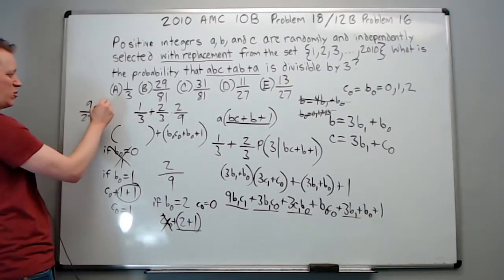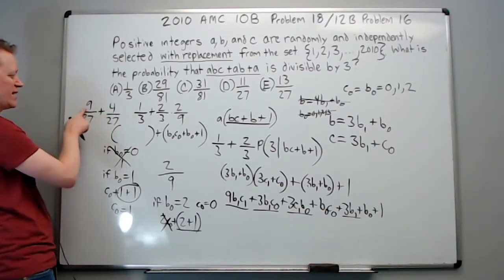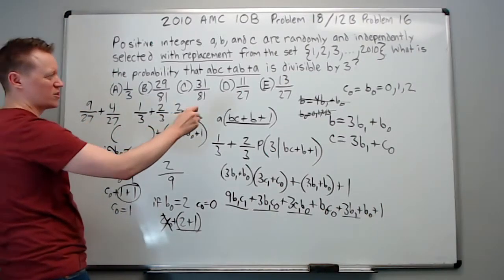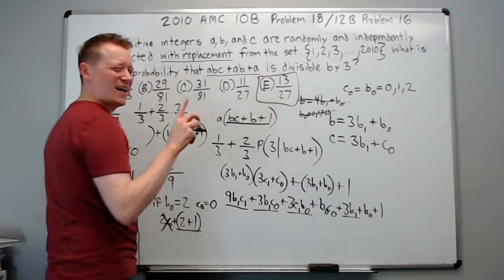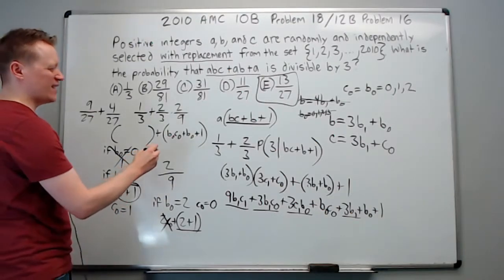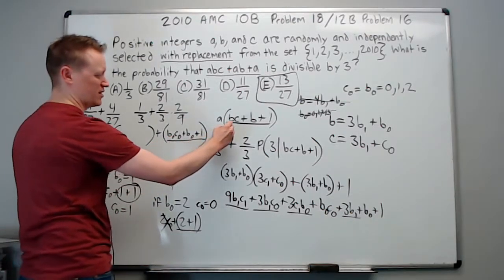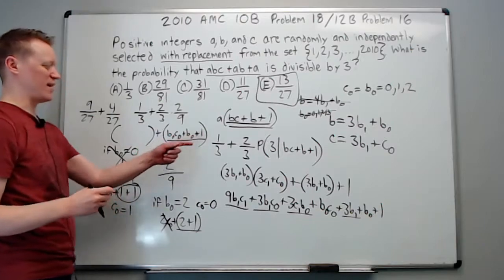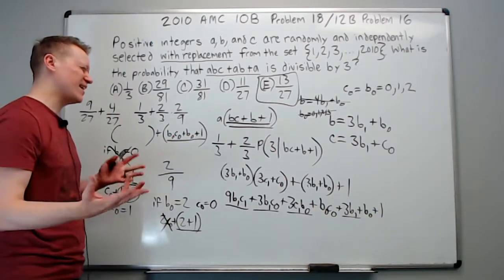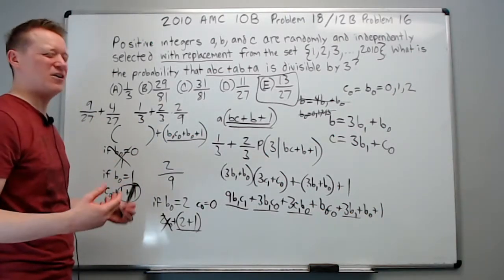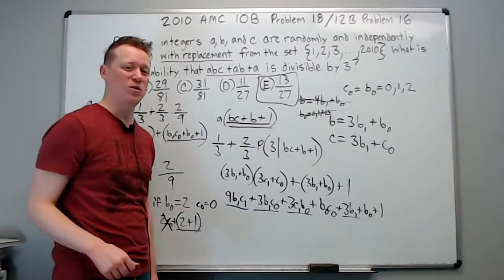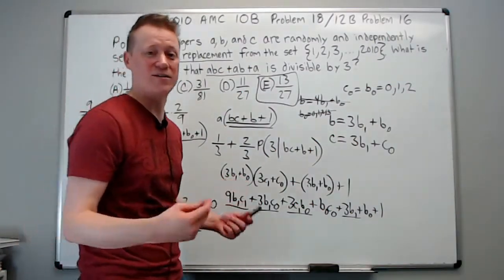So 9 over 27 plus 4 over 27 is 13 over 27. That's E. One last quick thing to point out. I think it's interesting that this expression looks exactly like this one, except this one has subscripts on it. I think there's probably a reason for that. I don't know for sure, and I never explored it. Maybe you will, and you can leave a comment and tell us what you find out.